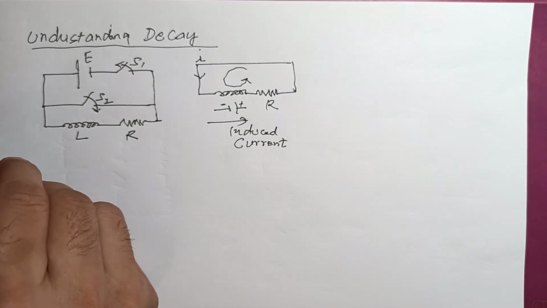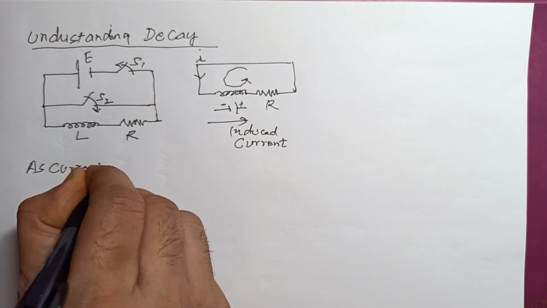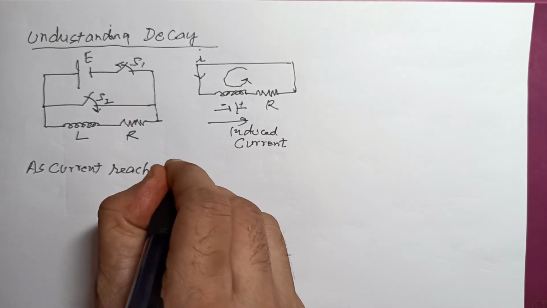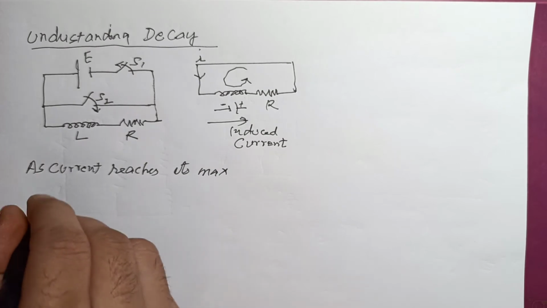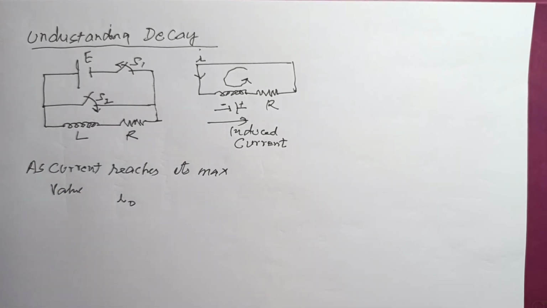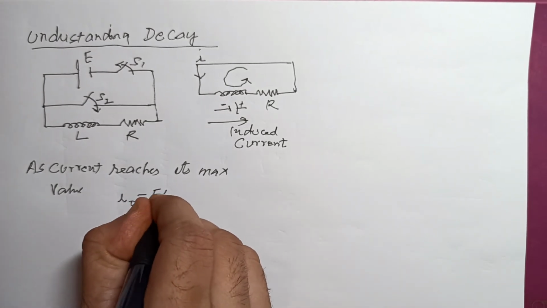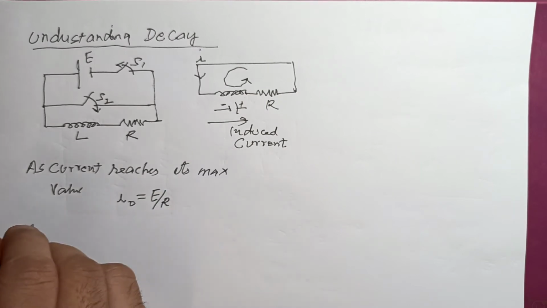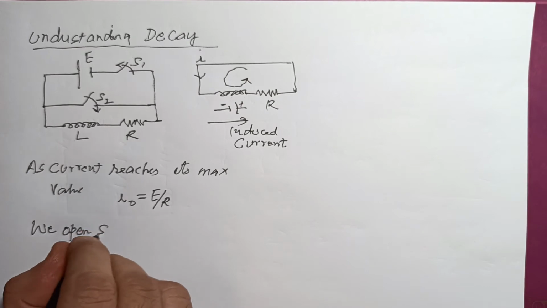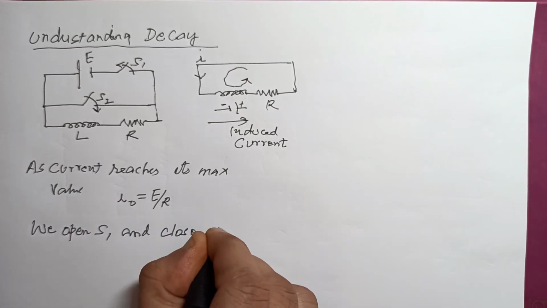Now, as current reaches its max value, what happened? Let's say I naught is the max value. So I naught is nothing but E by R. Now we open S1 and close S2.